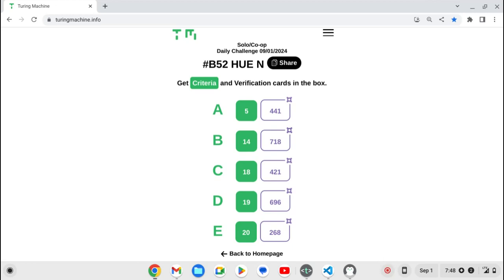Let's begin. Today is September 1st, 2024, and we're solving the Daily Turing Machine Puzzle. Today's puzzle uses the following 5 criteria cards: criteria card 5, 14, 18, 19, and 20. And the puzzle uses the purple verification cards. The code above is your way to get more information on today's puzzle by searching the code on turingmachine.info. Let's go solve.